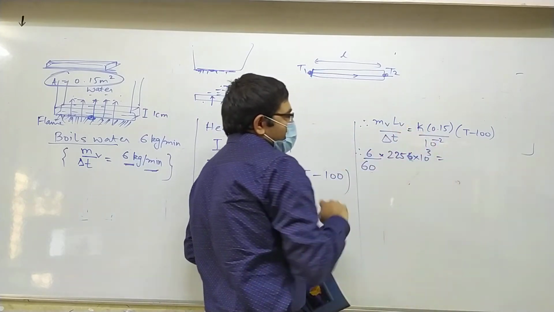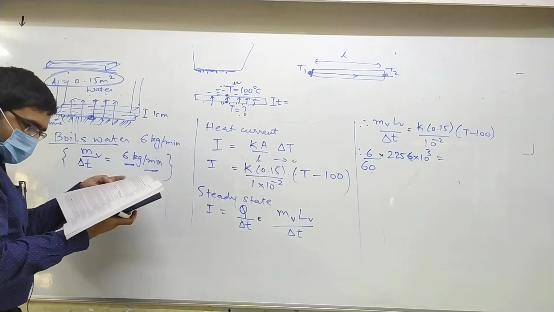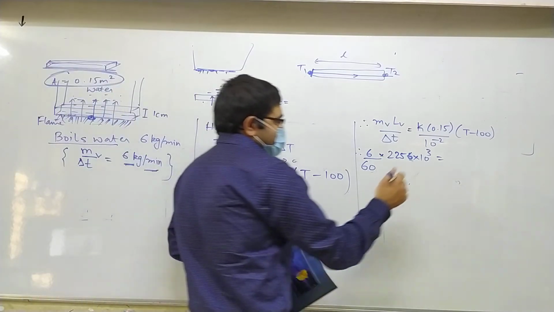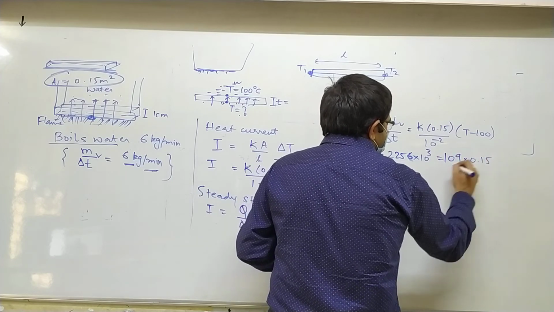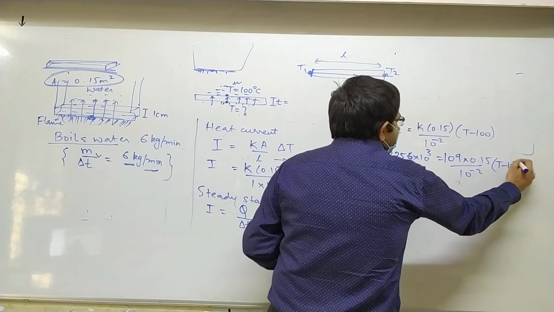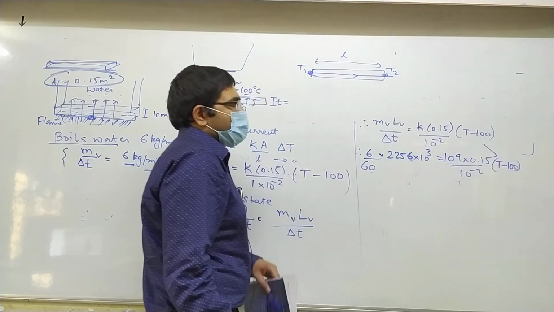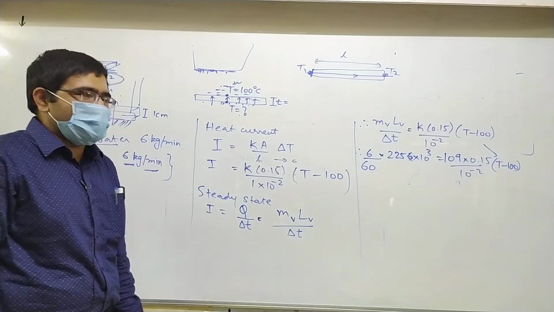That's it. Now we put K's value, thermal conductivity of this brass boiler, 109 in SI units. You can see it is in SI, so don't worry about converting. 0.15 into 10 raised to minus 2 and then multiplied by T minus 100. That's the next step. Okay, so now you have to do the calculations and you will get the answer.